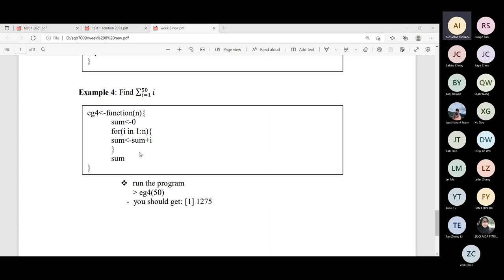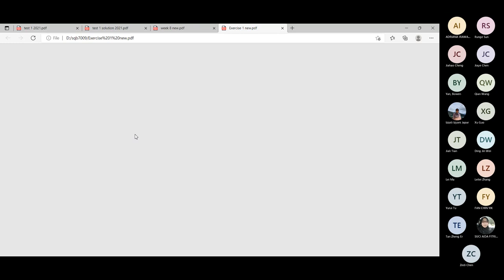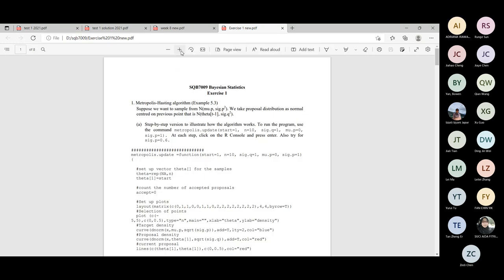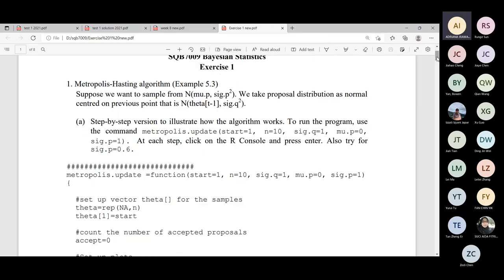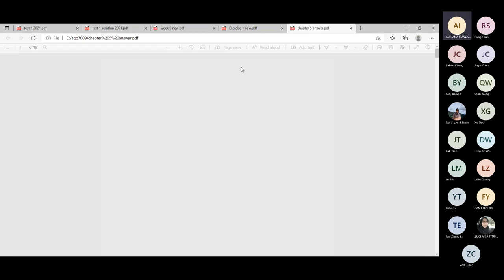If you open your exercise one, there are several programs in here. There's a vector testing and also the Gibbs sampler. For the first one, if you look at example 5.3, we want to sample from a normal with mean mu and sigma p. Maybe I should open the example first.